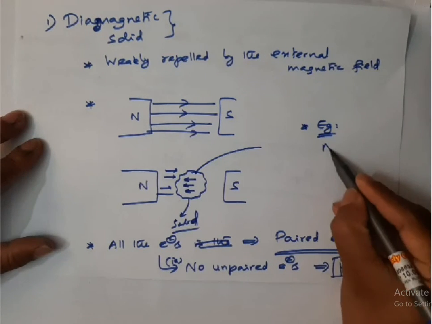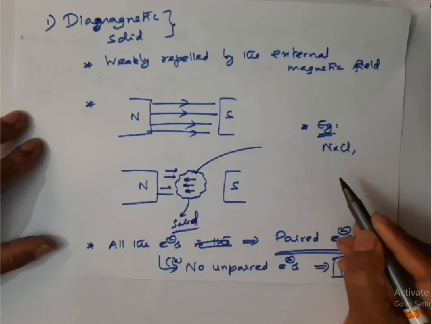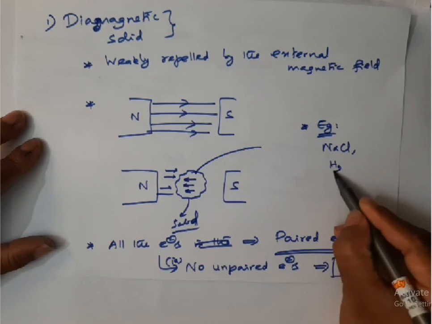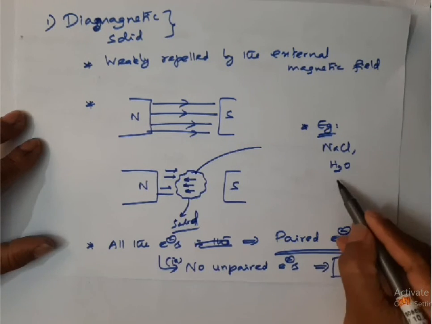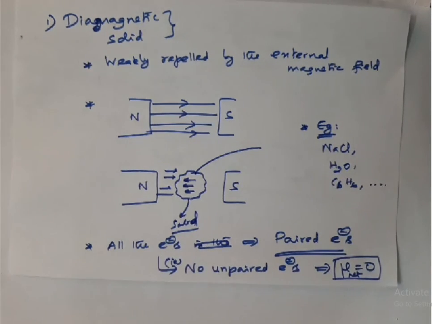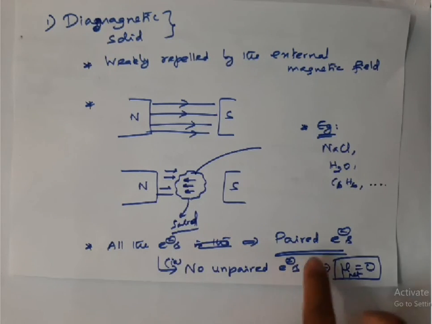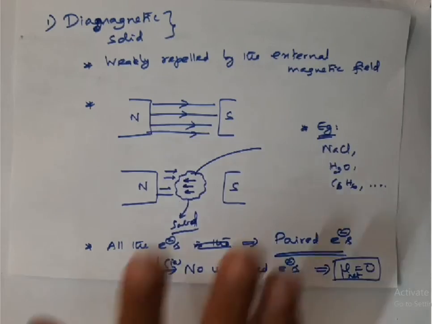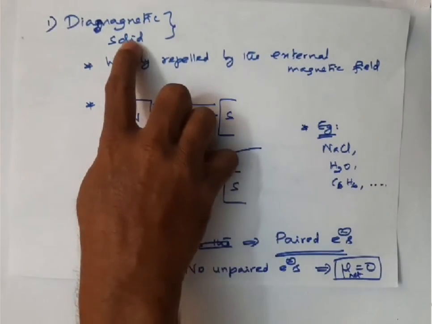Sodium chloride, H2O, water molecules, benzene, C6H6. We have many examples actually. A lot of examples are there. The idea is simple. There should not be any unpaired electron. All the electrons should be paired. Those materials are called diamagnetic solids.